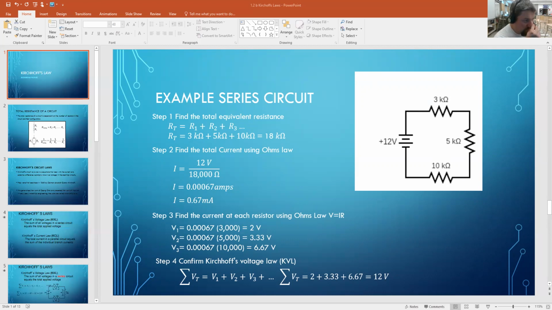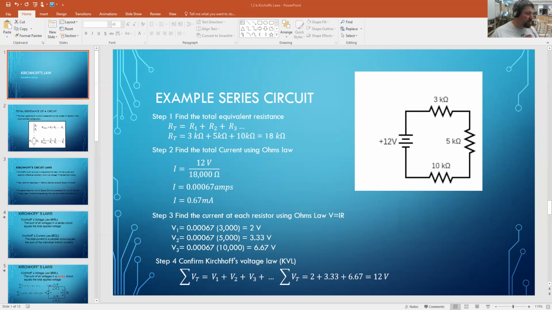Now, step 2 is to find the current going through this. So how much is coming out? Well, we know the total resistance is 18 kilo ohms. We know the total voltage is 12 volts coming out of the battery. So we can use Ohm's law, V equals IR, to solve for that. We put in 12 divided by 18,000. Now notice it's 18,000 ohms, not 18 kilo ohms. We had to change it back to ohms to put it into the equation. So that gives us 0.00067 amps, or in milliamps, 0.67 milliamps.